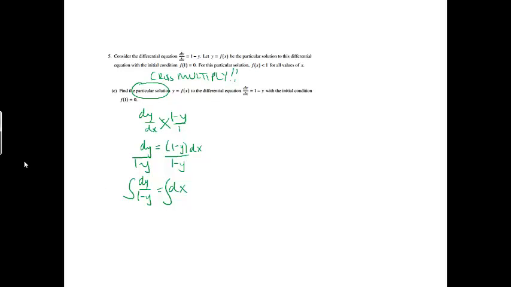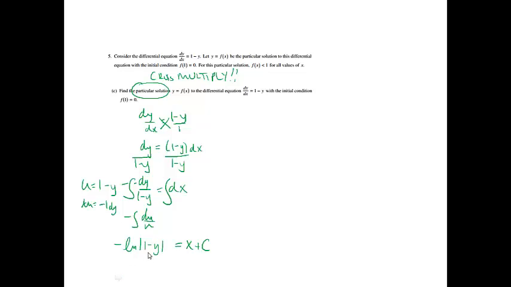On the left side, since I have a denominator, I'm going to do a u substitution. So u will equal 1 minus y, which means du will equal negative 1 dy. I'm missing the negative on the inside, so I'll put a negative on the outside. So now I have negative integral of du over u, and the integral of that will be negative ln of u, so negative ln 1 minus y. And then equals the antiderivative of the right side will be x plus c.